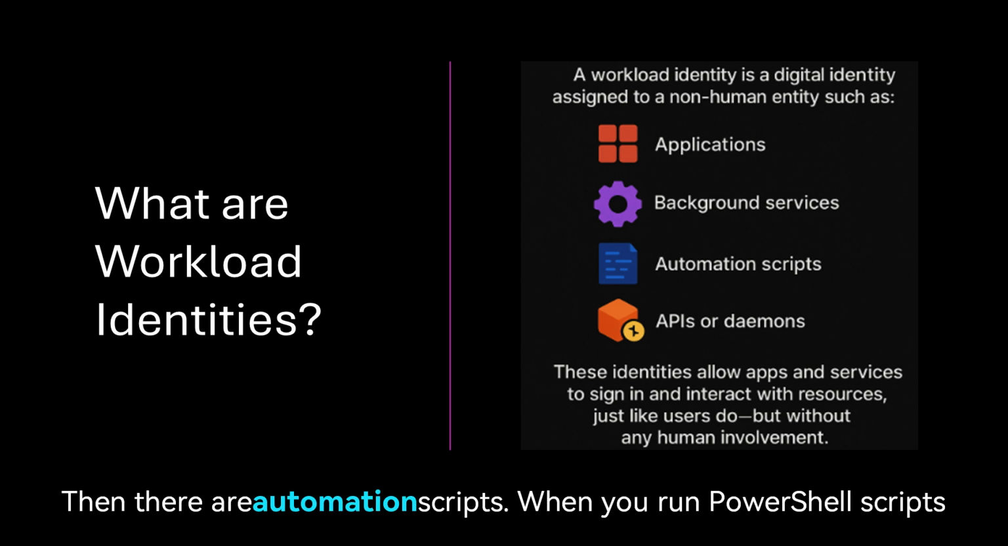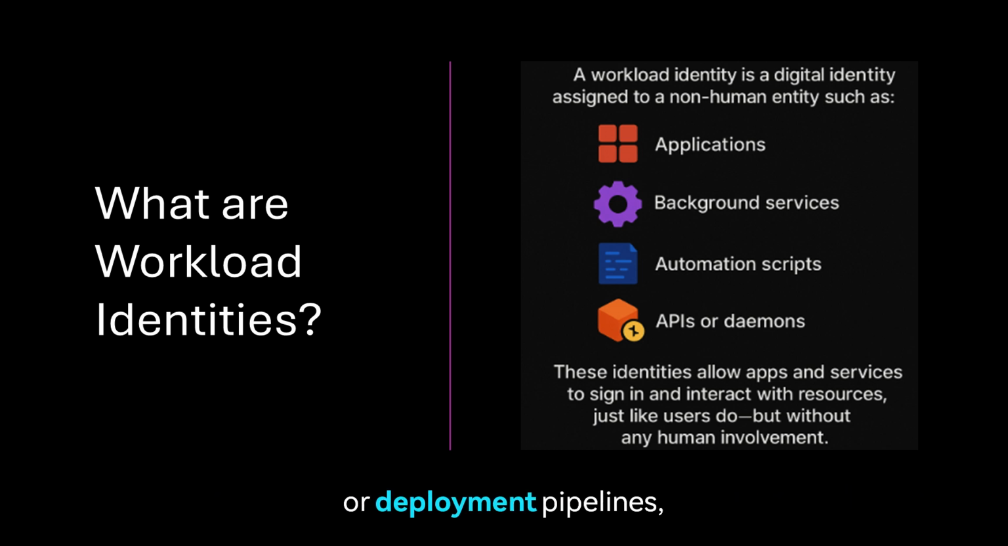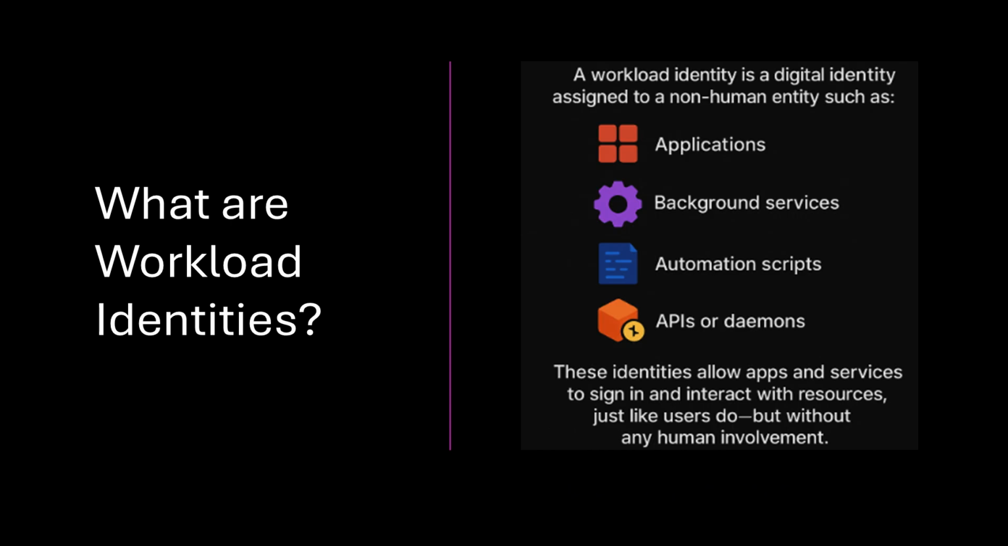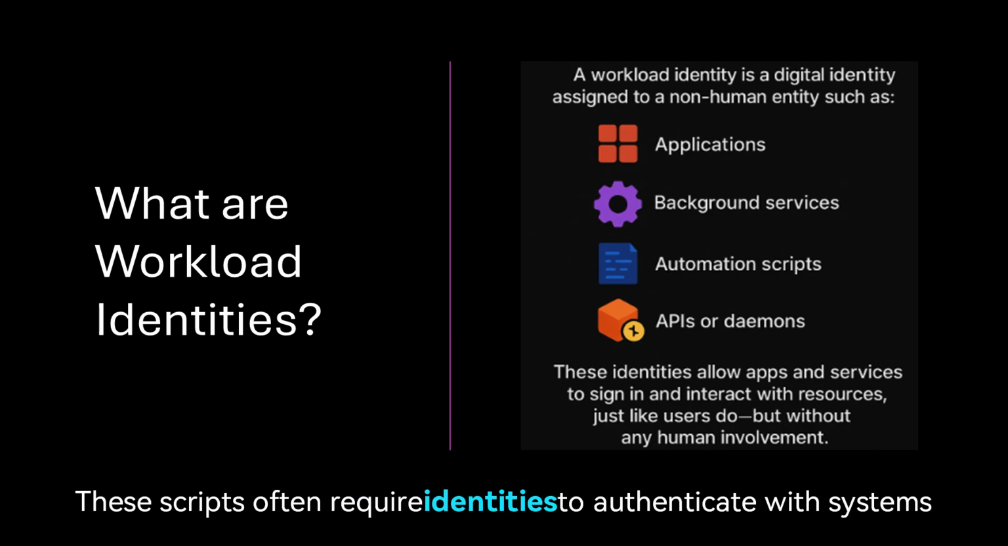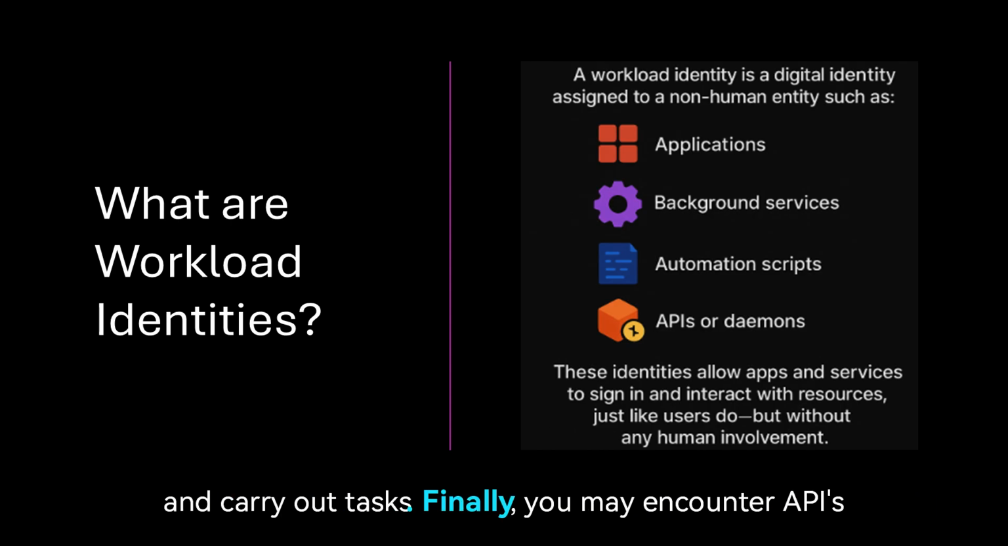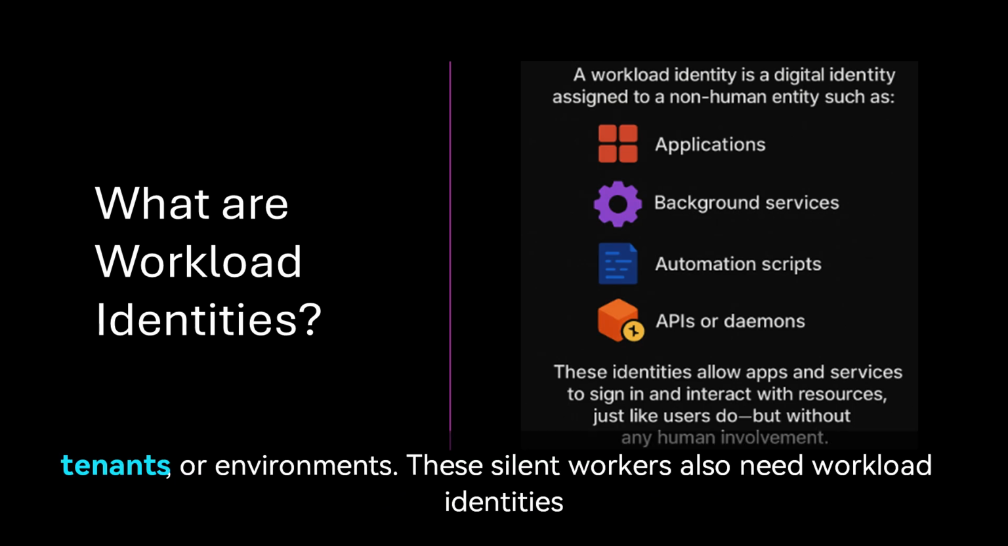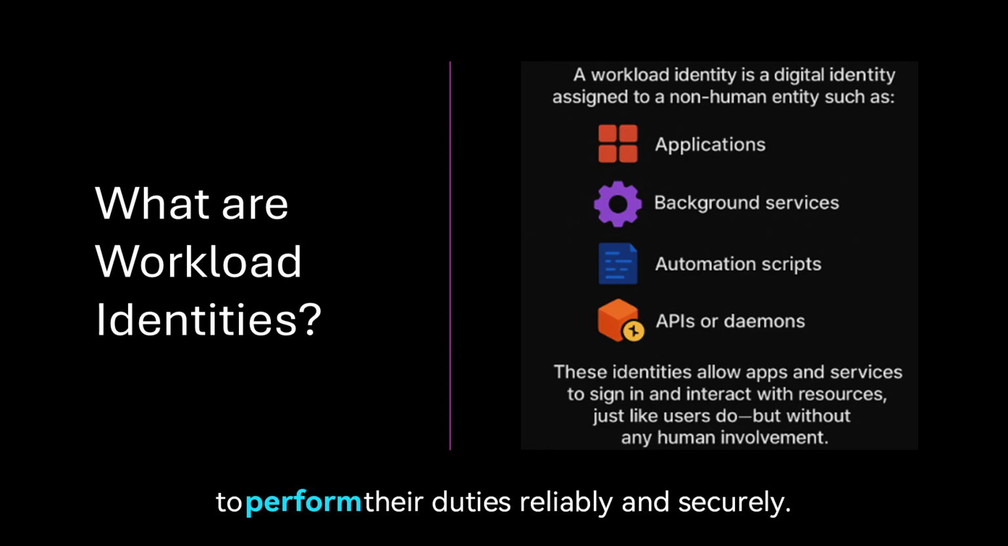Then there are automation scripts. When you run PowerShell scripts or deployment pipelines, you're letting code take action on your behalf. These scripts often require identities to authenticate with systems and carry out tasks. Finally, you may encounter APIs or daemons that need to connect across systems, tenants, or environments. These silent workers also need workload identities to perform their duties reliably and securely.